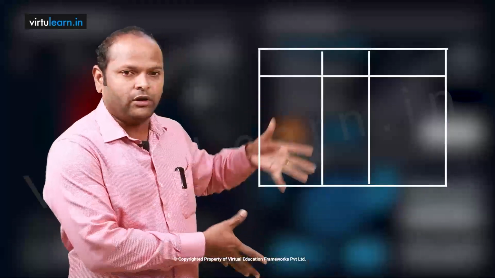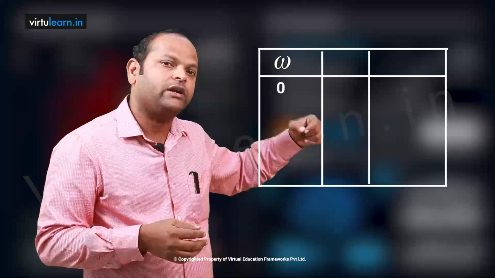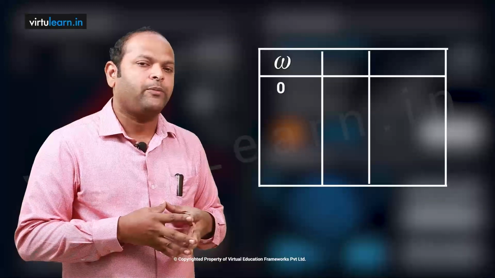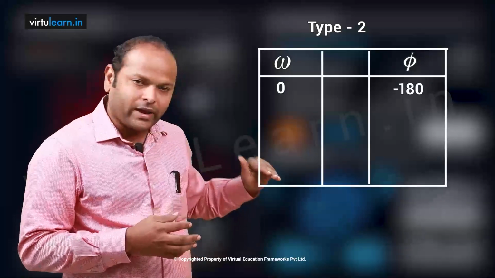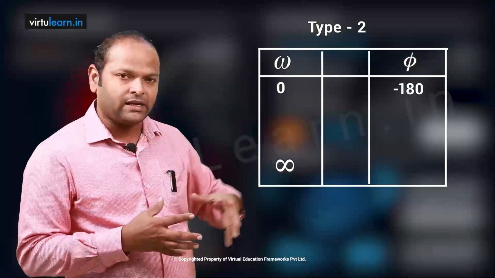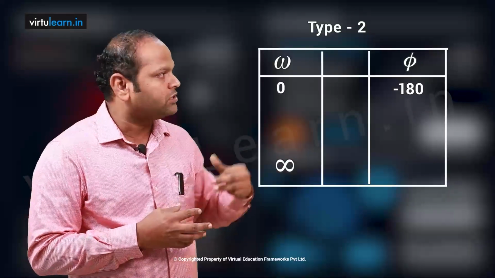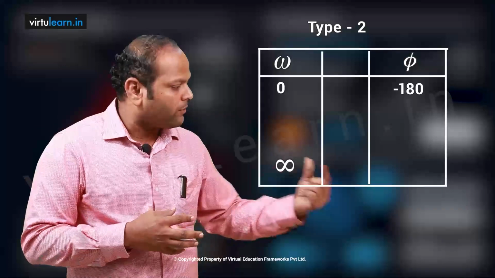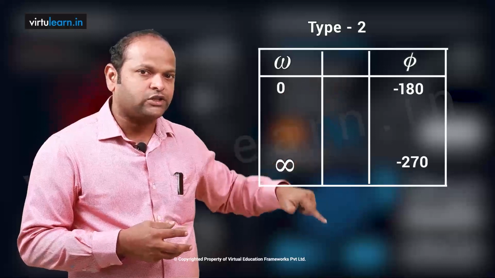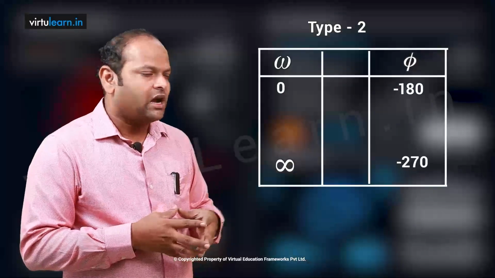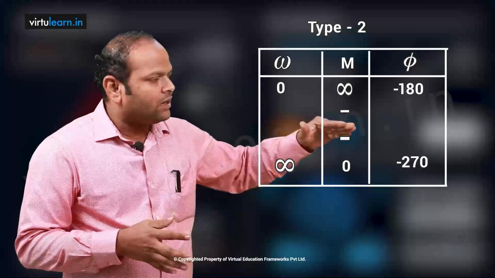Now look at the table entries. When omega is 0, look at what the type is. It is type 2, so it is going to be minus 180 degrees. When omega is infinity, then what will be the p minus z? It is minus 90 into (p minus z); there are 4 poles and 1 zero, so it is going to be minus 270 degrees. So minus 180 to minus 270 is my phase range, and the corresponding magnitude is infinity at the start and 0 at the end. Now what are the other 2 entries?